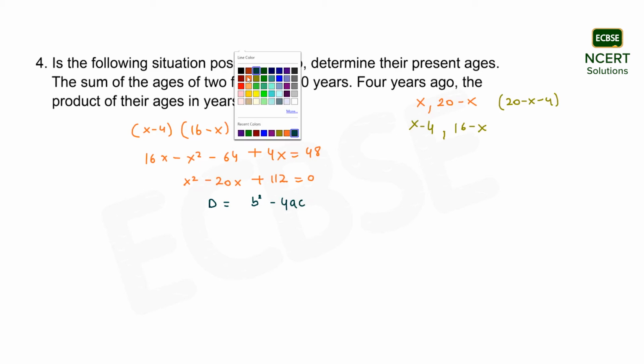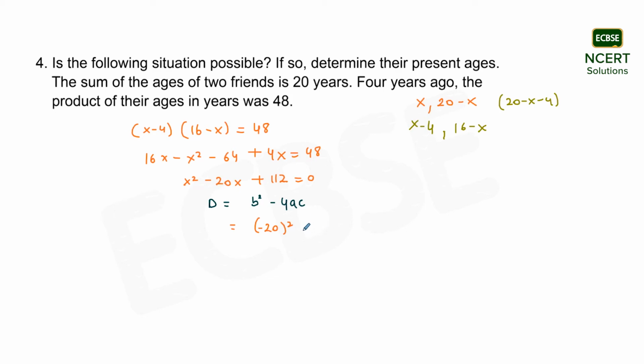Now if I substitute the values of a, b and c, comparing this quadratic equation with the standard form, here it will be minus 20 square, because b is minus 20, minus 4 into a, which is 1, and c is 112 in this case. And if I multiply, here it will be 400 minus 448, which is equal to minus 48, which is a negative value. Means the discriminant of the quadratic equation comes out to be a negative value, that is less than 0.